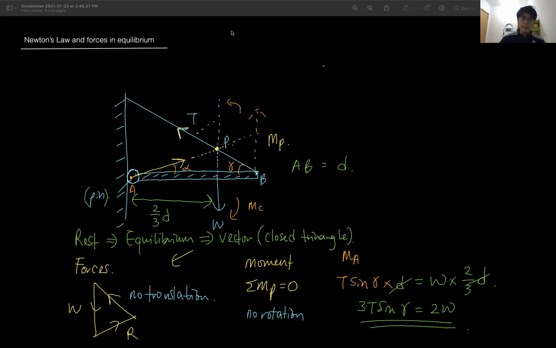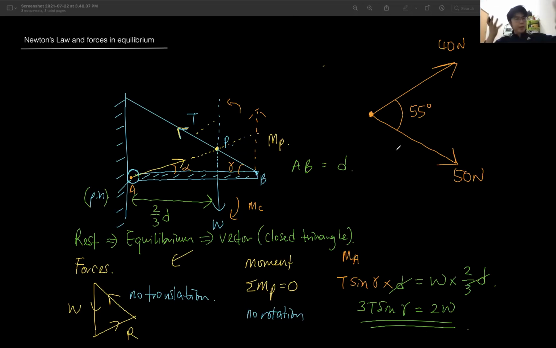Okay, now I want you guys to try this. Let's say we have a force 40 Newton, 50 Newton, separated by angle 55. Is this equilibrium? No, because you got two vectors. You add up, you cannot get a closed triangle. So it's not like equilibrium.